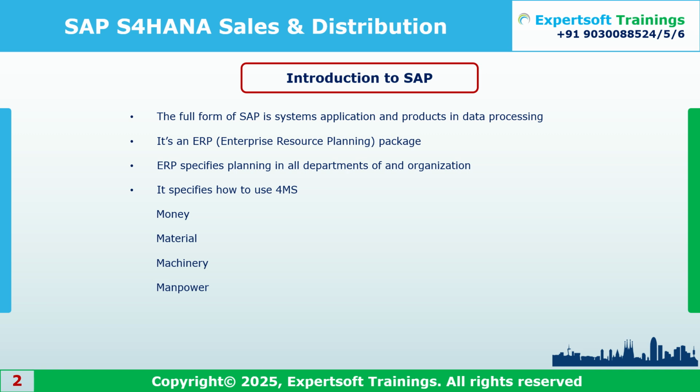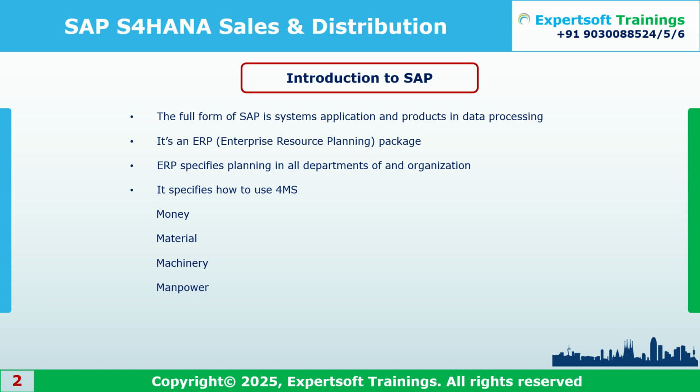Maybe for the people who are already working, it may not be required, but for people like Mahesh and all, the full form of SAP is System Application and Production Data Processing. It's an ERP package. ERP means Enterprise Resource Planning package. Basically, ERP facilitates planning and coordination between the different departments associated with the business.